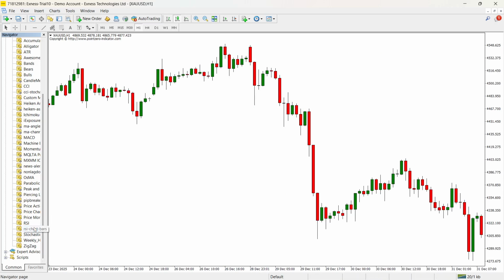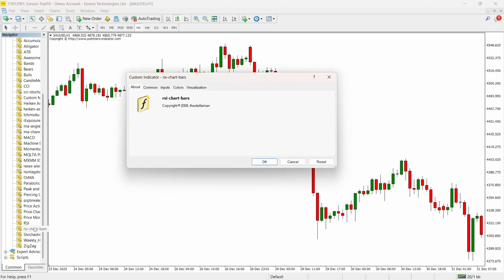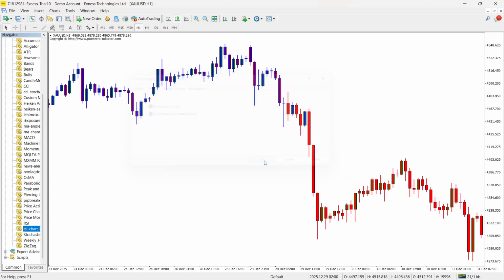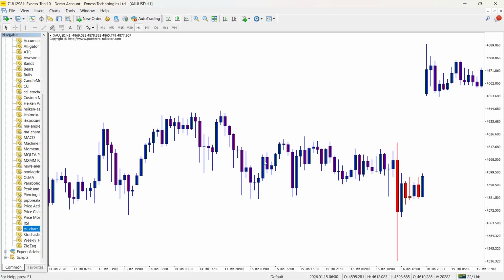At this point, I'll load the indicator on the charts so you can see how it looks in real time. Remember to allow DLL imports. And there we have it.